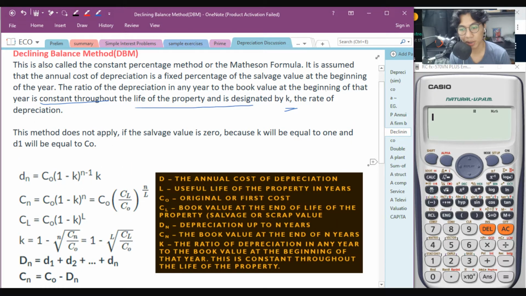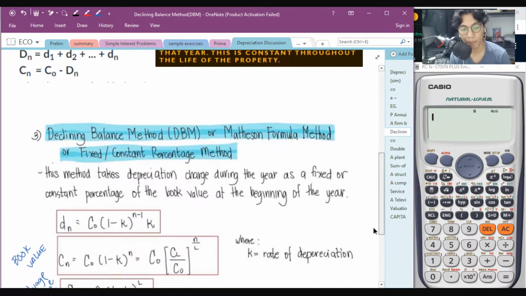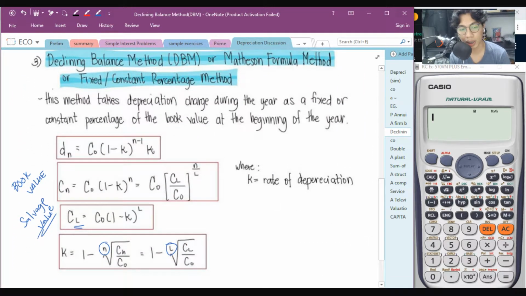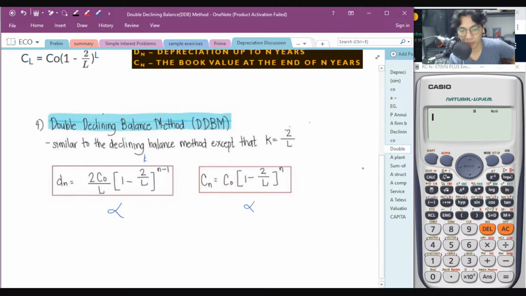Kung mapapansin nyo sa declining balance method, yung DN dyan, ito, K is replaced by 2 over L. Tapos yung K, 2 over L. Lahat dito ng K, papalitan mo ng 2 over L. Okay? Ganun yun. Hindi natin to gagamitin kapag double declining. Ito lang po ang mapapalit. Papalitan mo lang talaga ng 2 over L. Okay?